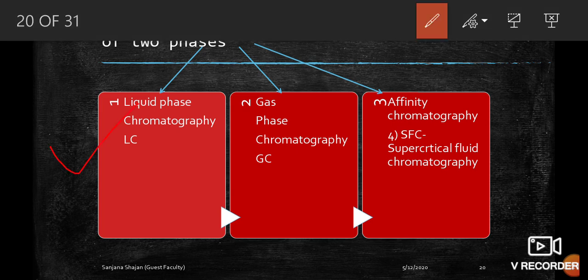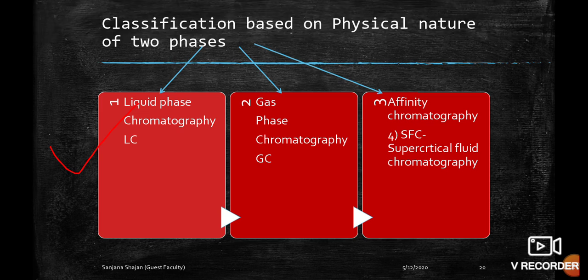So you have liquid phase chromatography, which is abbreviated as LC, and gas phase chromatography, GC. You have affinity chromatography and SFC, which is supercritical fluid chromatography. Under each of these chromatography techniques, you have many subdivisions, which we'll briefly understand.